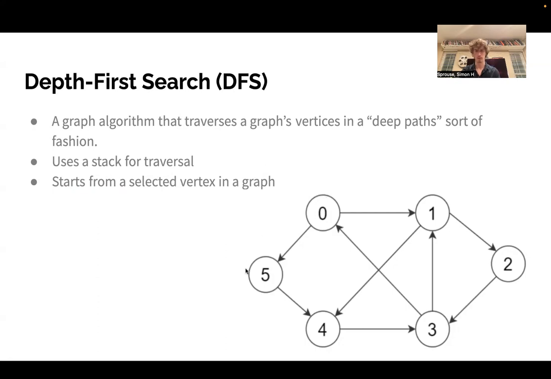So 0 would go to 5, 5 would go to 4, 4 would go to 3, 3 would go to 1, 1 would go to 2. And without having to worry about the concentric circles or looking at all of the nodes that 0 points to, we very quickly find this very deep path. Hence the name depth first search.